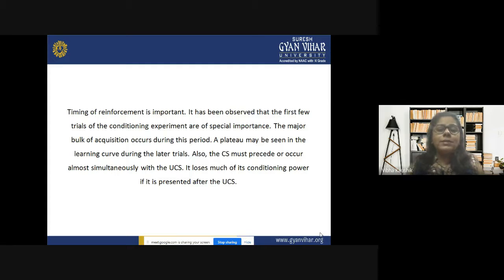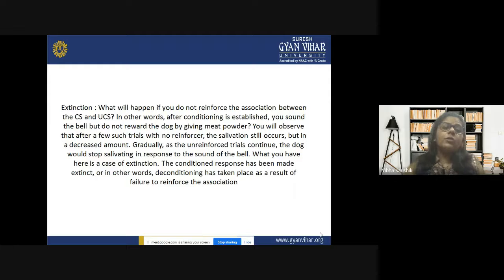A plateau may be seen in the learning curve during the later trials. Also, the CS may precede or occur almost simultaneously with the UCS. It loses much of its conditioning power if it is presented after the UCS. Now, the next principle is extinction. What will happen if you do not reinforce the association between the CS and UCS?